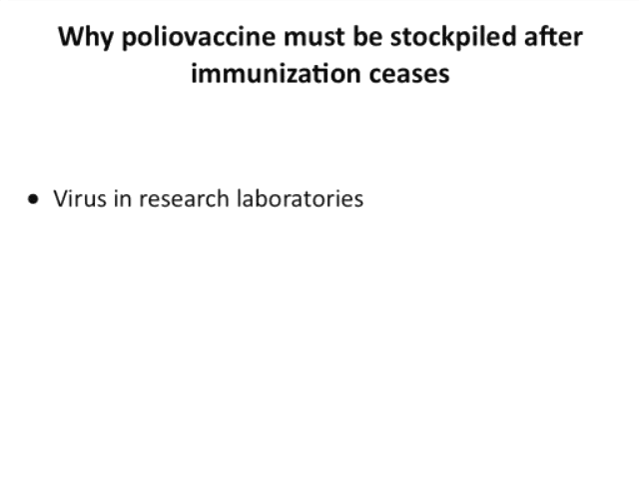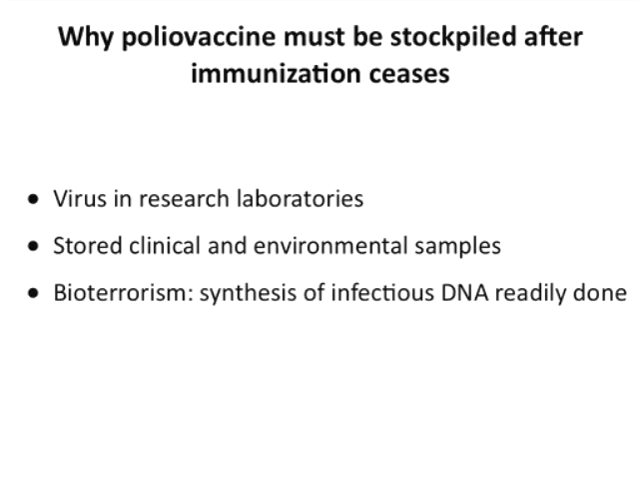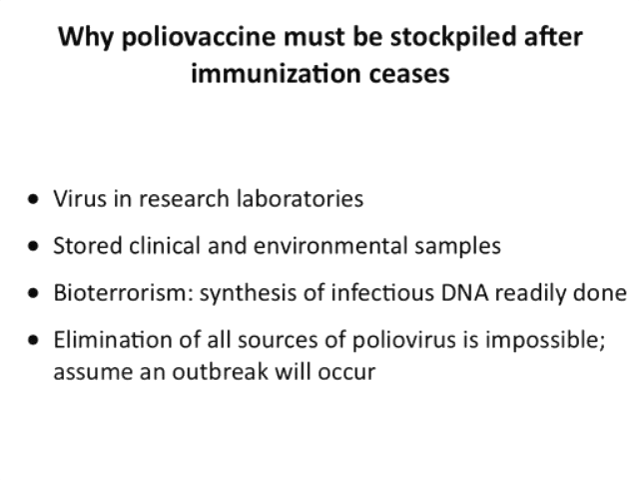There's also virus around, and we don't know exactly where it is, in all kinds of samples that are stored. The terrorism would come from having the sequence of the genome. You can easily synthesize this genome and make infectious virus. So you can never get rid of all the possible sources. You have to assume that an outbreak would occur, so you have to stockpile vaccine. So it's not like you can forget about it when the disease is gone.